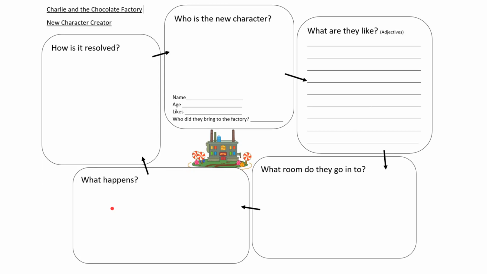Okay, here's a little example of a sheet that you could lay out, and I'll attach this onto the blog. Who's the new character? Draw it there. Name, age, likes, who did they bring? What are they like? Think about lots of adjectives to describe them. What room do they go into? Maybe you could draw it or write about it. What happens to them in that room, and then how is it resolved? Okay, I can't wait to see what characters you come up with.